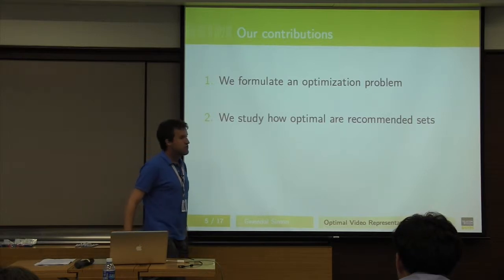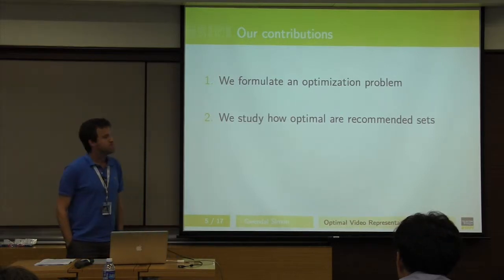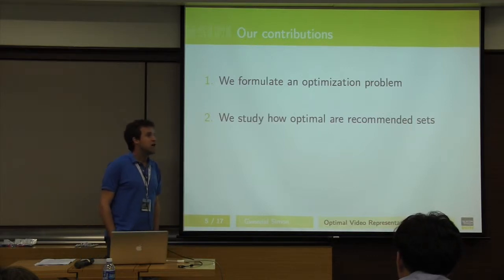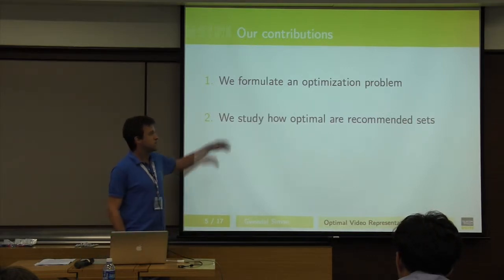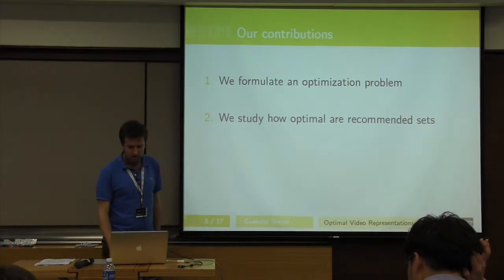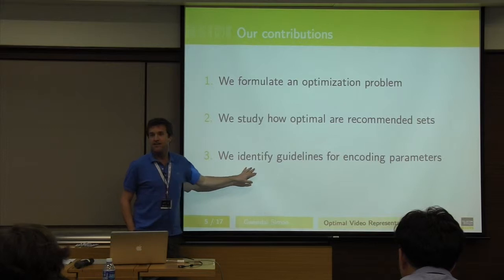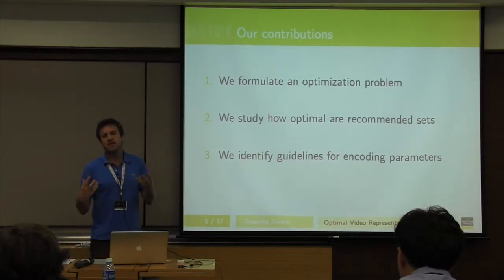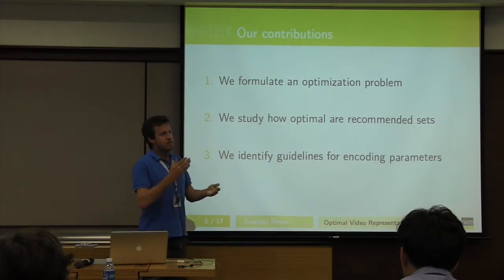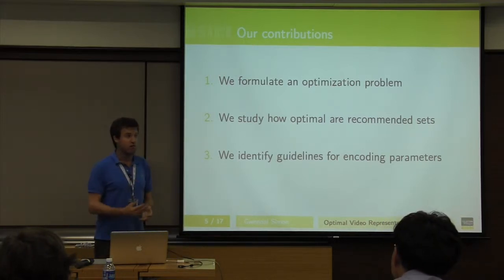And then we try to answer the first question, which was: how good are the recommendations from the vendors? How good are they in comparison to the optimal one? Since we can compute the optimal one in a static environment, we can decide whether it is good or not. And then, since we will show that it's not that good, we try to determine some guidelines that could be used by the content providers for setting the parameters for the encoders or the transcoder.